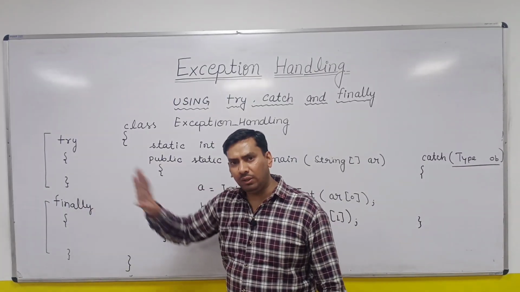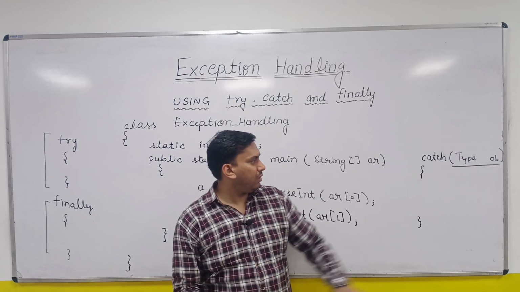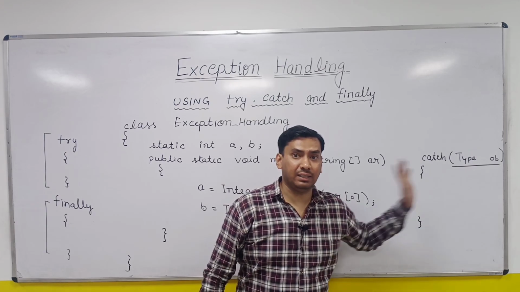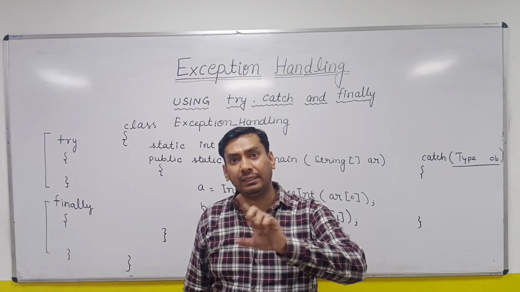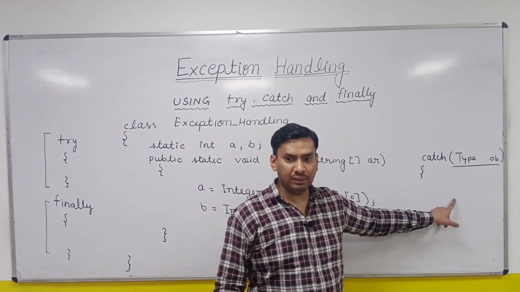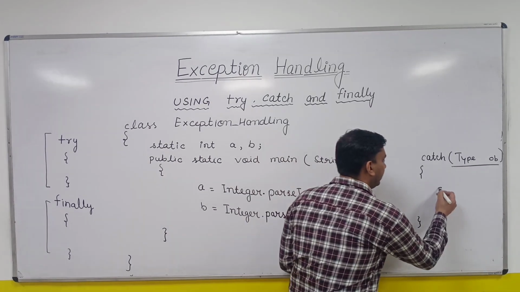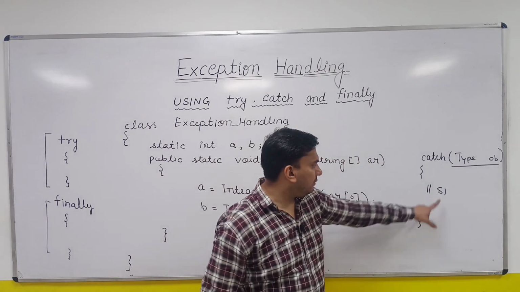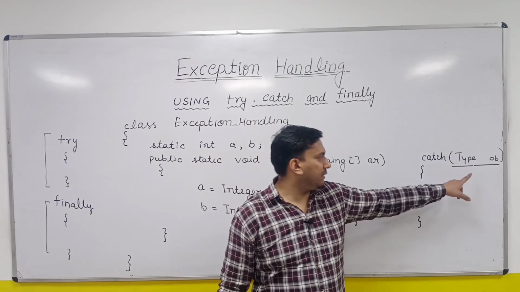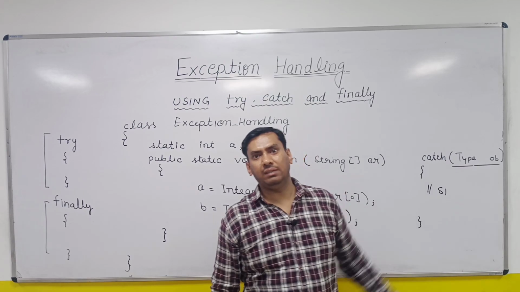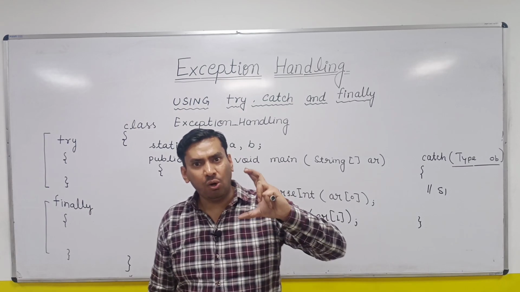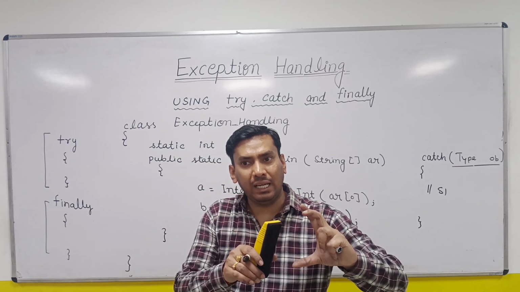So try block only suspicious statements, catch block only that statement which you want to execute when the exception occurs. Catch block will be executed only when an exception of this type occurs. Let's say here you are writing some statement 1, S1. S1 will be executed only when this type of exception occurs here. If the exception does not occur, this catch block will never be executed, right? So catch block will be executed only when an exception of that type occurs.